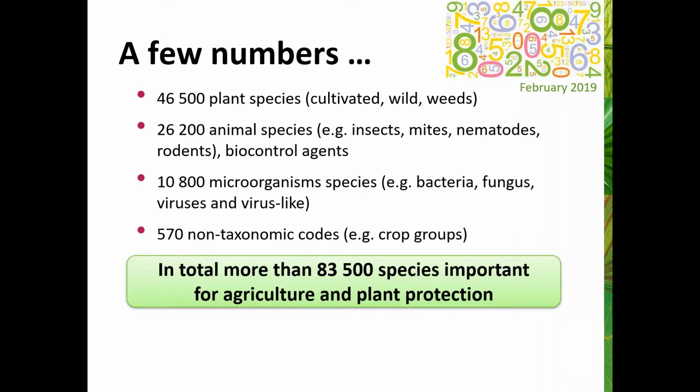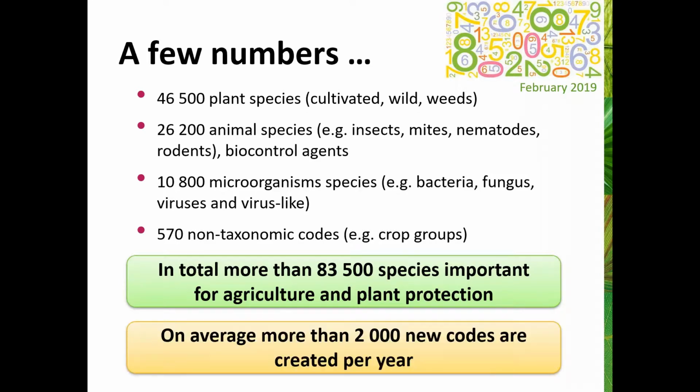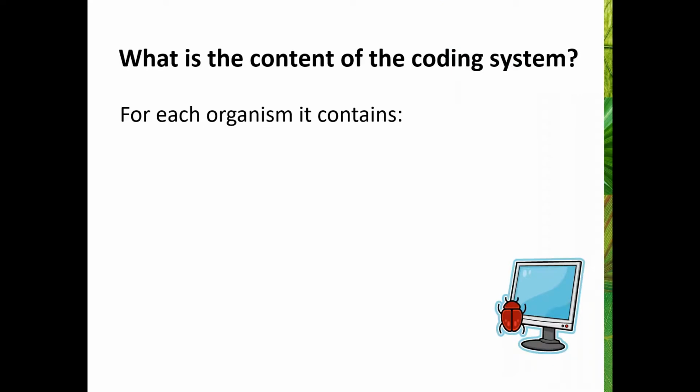So in total, the database covers more than 83,000 species. More codes, because we have also codes for genus and families, but in terms of species, that's what we have today. And on average, since recent years, we are creating, let's say, 2,000 codes per year. But you will see that last year, we have created far more. So the content of the coding system is that for each organism, we have an EPPO code.